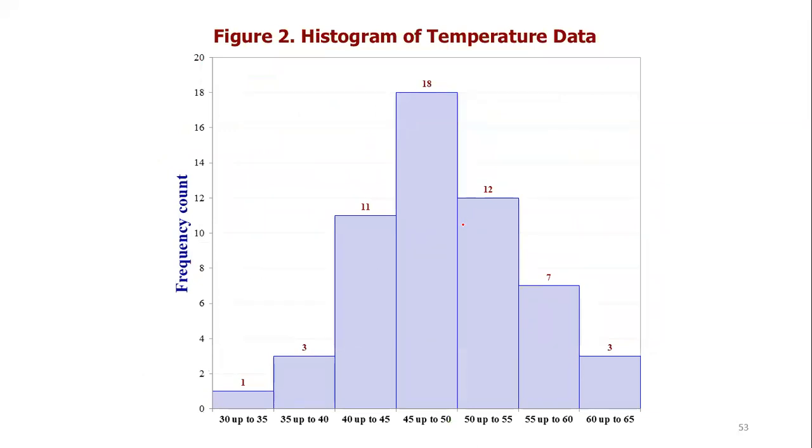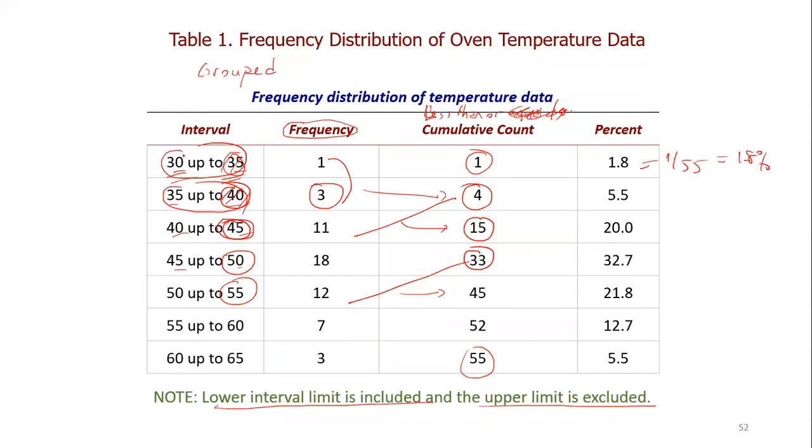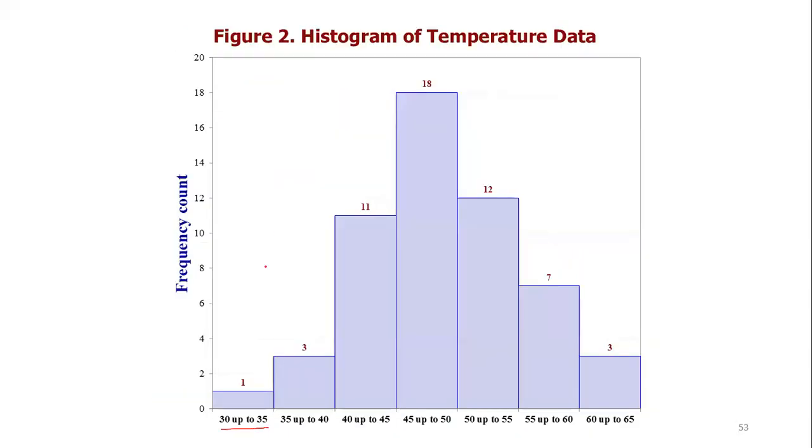Okay, what's a histogram? That's a very simple plot. What you do is you just write the value of this interval. Okay, 30 up to 35, 30 up to 35, and you just write the frequency of this interval. So that's equal to what? That's equal to 1. So that's the bar chart, where the bars represent the intervals. Okay. So this is 30 up to 40. You have 3 items there, 11 items, 18 items, 12, 7, and 3 items. Okay. So this is a histogram.